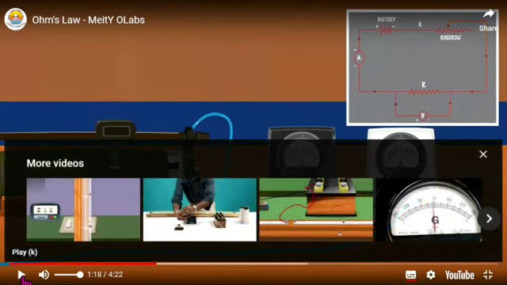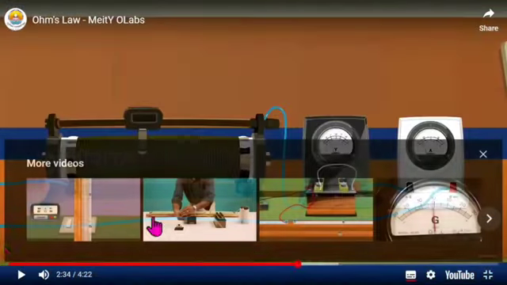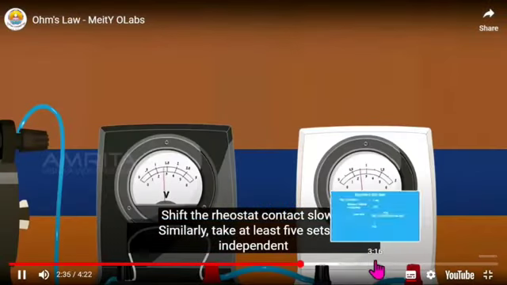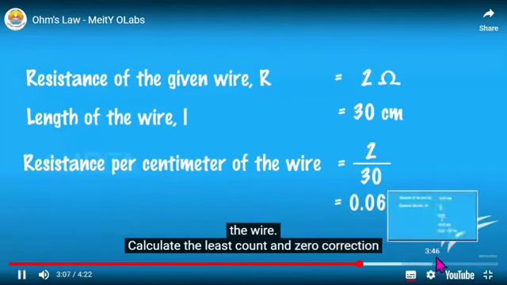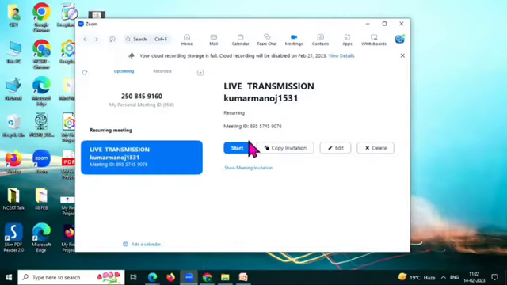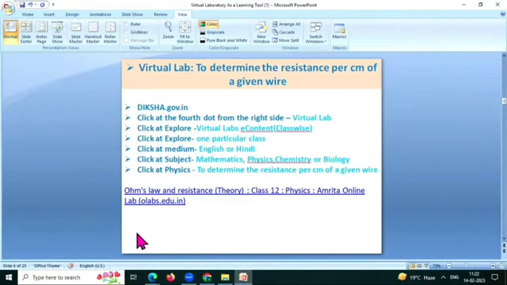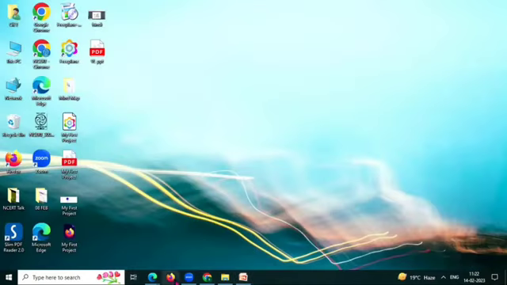So, you can see that the circuit diagram is also given, and with the help of the circuit diagram all suggestions are given, how to make connections, which wire is to be connected from positive and negative. And then again we can see here the rheostat contact slowly, and then calculate the resistivity, the specific resistance of the material of the wire. Resistance per centimeter of the given wire is 0.066 ohms per centimeter, and resistivity of the material of the wire.